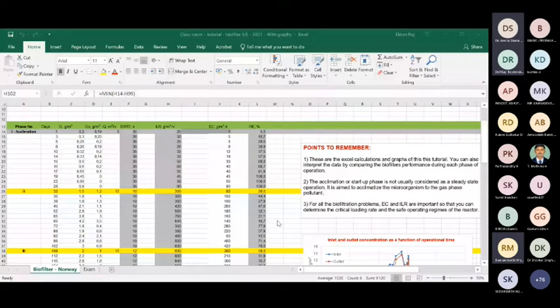What is the maximum loading rate? What is the maximum elimination capacity? And what is the range of removal efficiency? Meaning, what is the minimum and maximum removal efficiency of the biofilter?